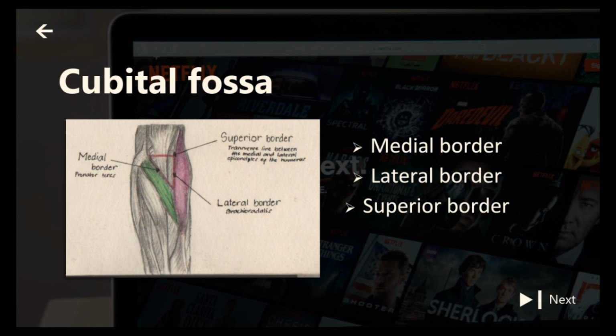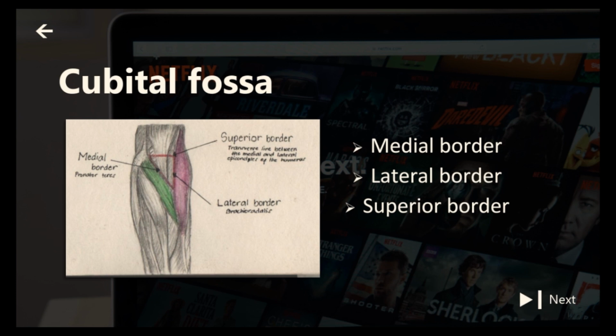The lateral border. The lateral border of the cubital fossa is formed by the brachioradialis, which originates from the lateral supraepicondylar ridge of the humerus. This muscle is innervated by the radial nerve, as it is located in the posterior compartment of the forearm.